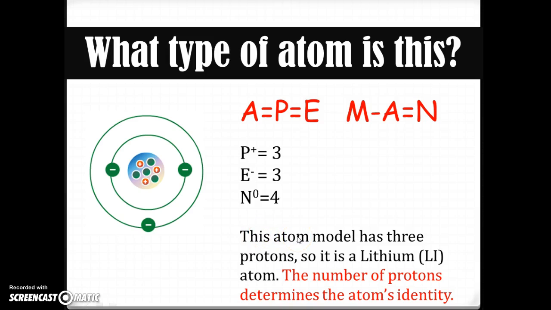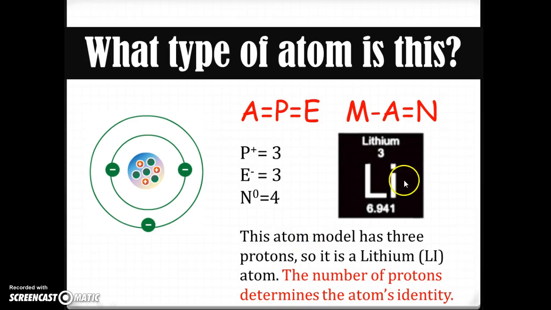This atom model has 3 protons, so it is a lithium atom. The number of protons determines the atom's identity. Also, if we looked at the periodic table, lithium is in group 1. And knowing that, along with that it has 1 electron in its outermost shell, how many valence electrons will it have? Lithium has one valence electron, so it will be very reactive.